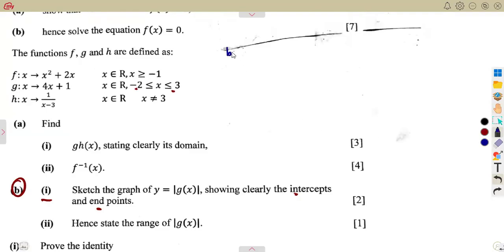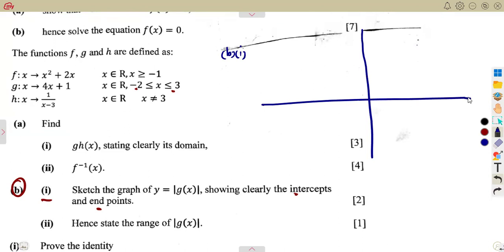The modulus of a function, remember, this is just a sketch, guys. So I'm just going to have it this way. We've got our x and y there. So we do understand that we are supposed to take this function g(x) as it is. So let's work with the function g(x), which is y is equal to 4x plus 1.